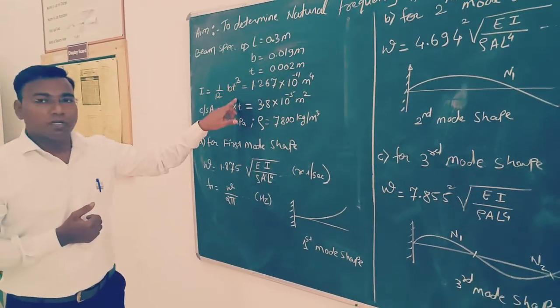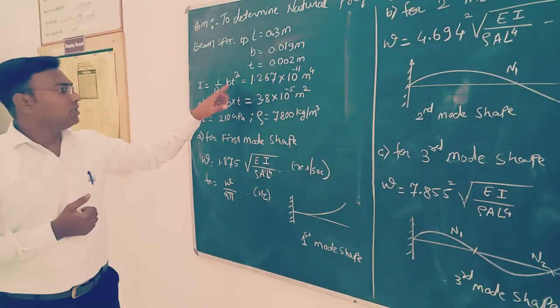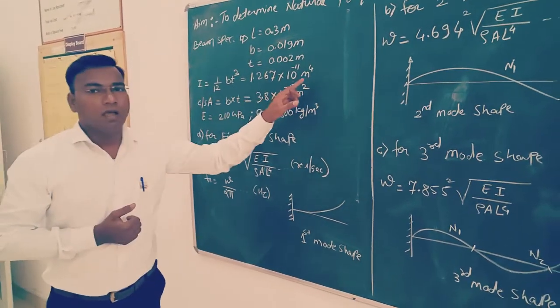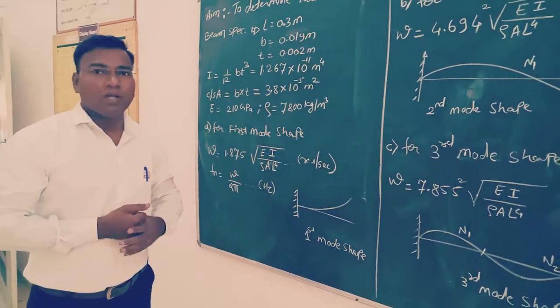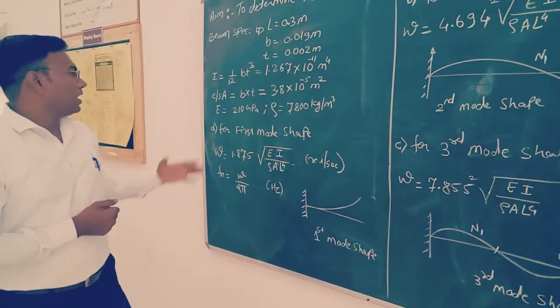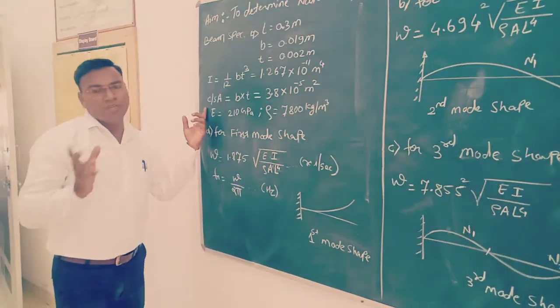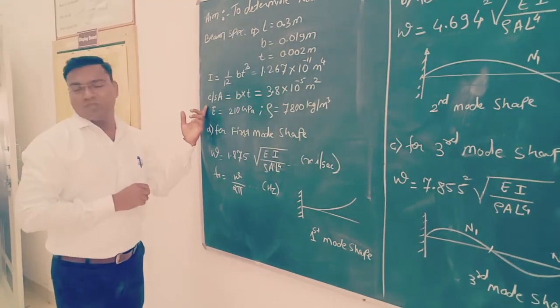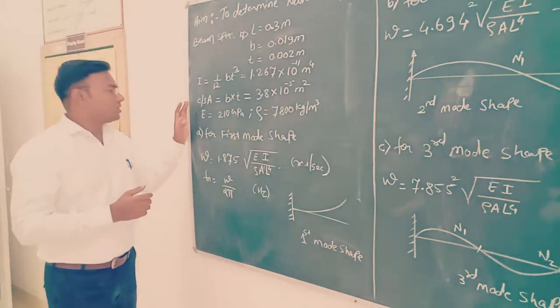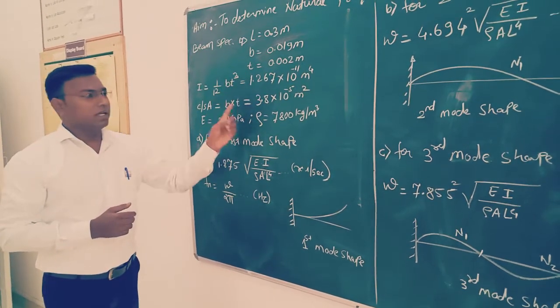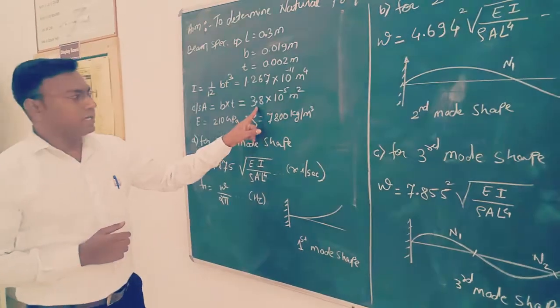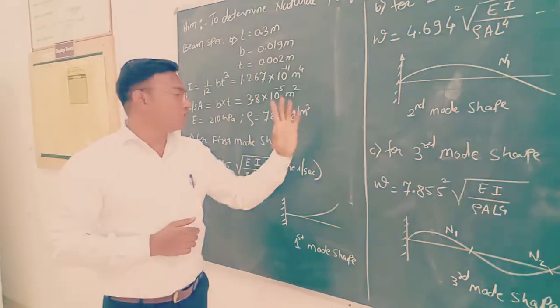With the use of these parameters, we determine the area moment of inertia, that is 1/12 bt cubed. Substituting the values of width and thickness, we get the moment of inertia as 1.26 × 10^-11 m^4. Second, we need to determine the cross section area of that beam, which is b × t. Substituting the values of width and thickness, it is 3.8 × 10^-5 m squared.